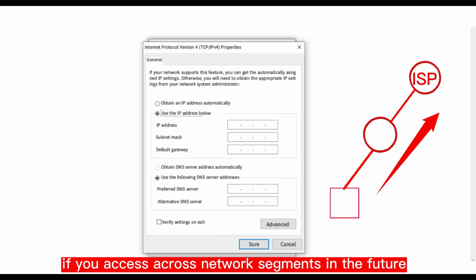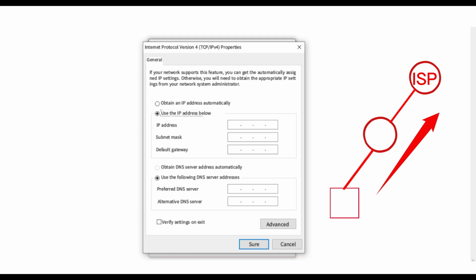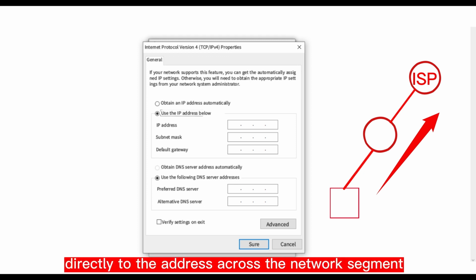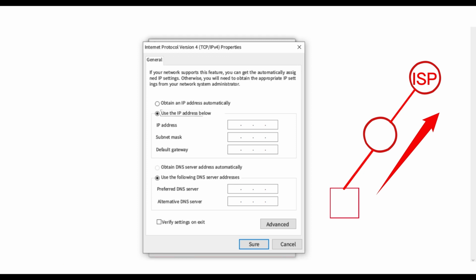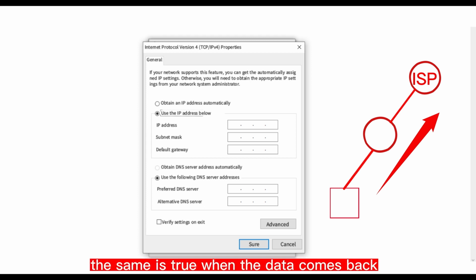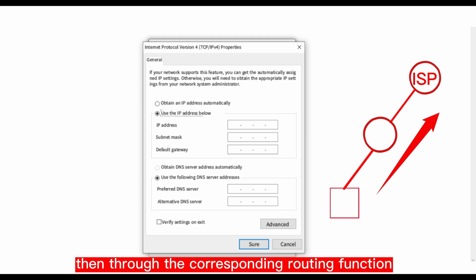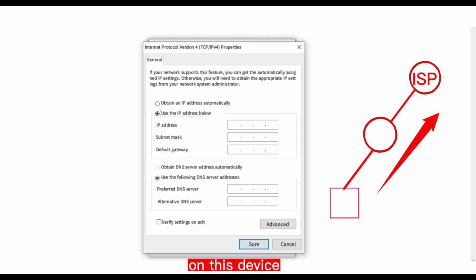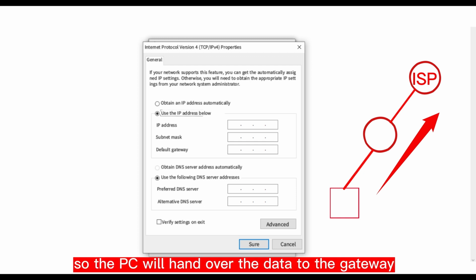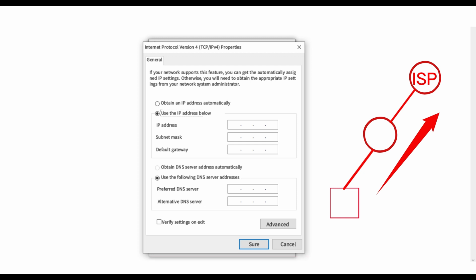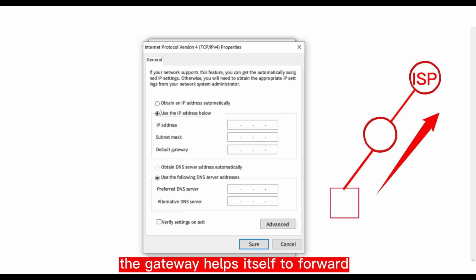If you access across network segments in the future, you will not go directly to the address across the network segment and make a direct connection. Instead, find the gateway first. It's here to help you forward. The same is true when the data comes back. It goes back to this device first, then through the corresponding routing function on this device. So the PC will hand over the data to the gateway, and the gateway helps forward it.